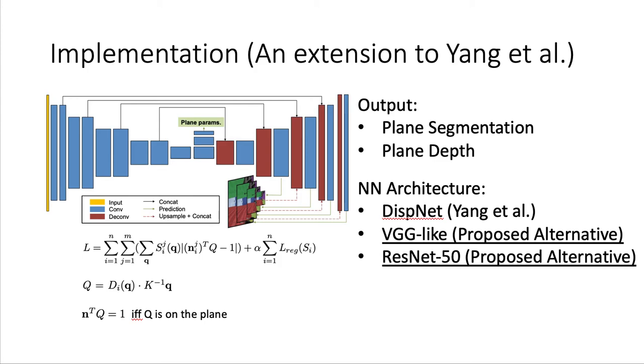I extend Yang by applying alternative architectures similar to VGG and ResNet 50, besides their own implementation of DispNet architecture. And the loss function is defined on the slides. So Q represents the 3D points derived from the 2D pixel coordinates, and S represents the probability that this pixel belongs to plane J. And N transpose Q equals 1 if and only if Q is on that plane.